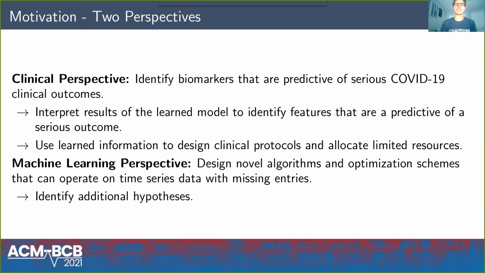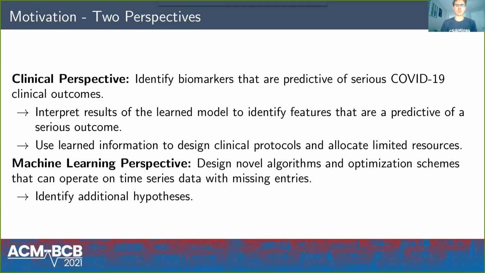First, we're interested in the clinical perspective. Can we identify biomarkers or features that are predictive of serious COVID-19 outcomes? To do this, can we design some algorithm and interpret the results of the learned model to identify features that may be predictive of a serious outcome? Using this learned information, we could design clinical protocols to help allocate limited resources in high-stress environments.